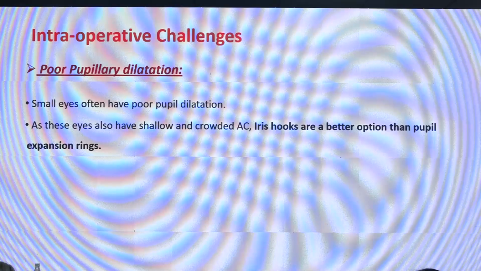Another challenge is poor pupillary dilatation, because small eyes often have poor pupil dilatation. As these eyes also have a shallow and crowded AC, iris hooks are a better option than pupil expansion rings, because you will not have enough space in the AC to manipulate pupil expansion devices like the Malyugin ring and other rings.